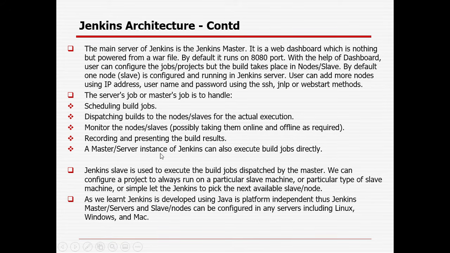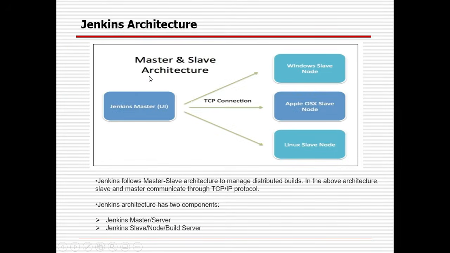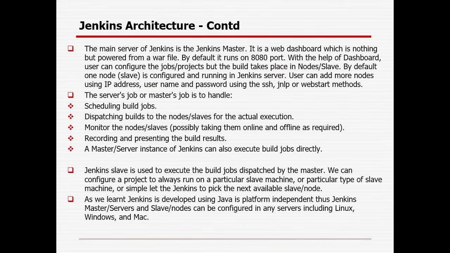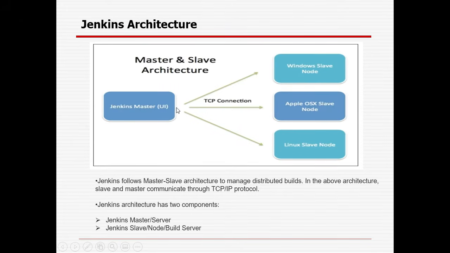A master or server instance of Jenkins can also execute build jobs directly. So this is all about the master or main server. Now what about the slave node or build server? A Jenkins slave is used to execute the build job dispatched from the master. As and when the master dispatches a job, it goes to the slave, or node level.